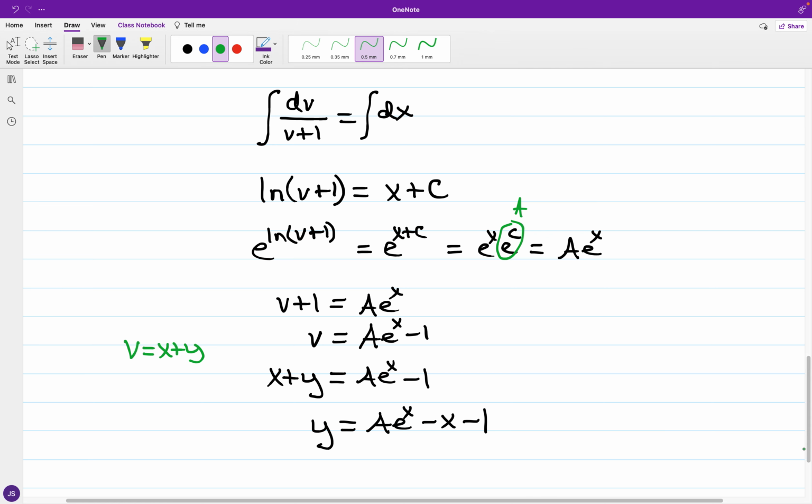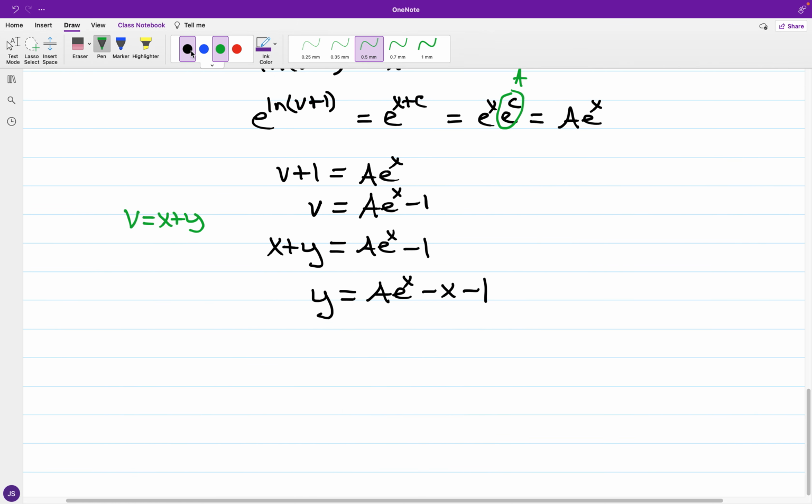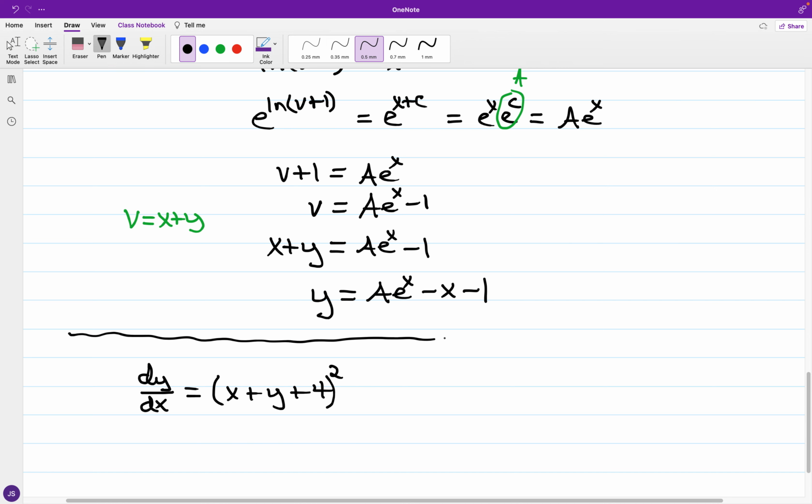Now, let's say we have an equation that is neither linear nor separable. And we'll say that we have dy over dx is equal to the quantity x plus y plus 4, squared. Okay. So I have dy over dx is equal to the square of the sum of x and y and 4.